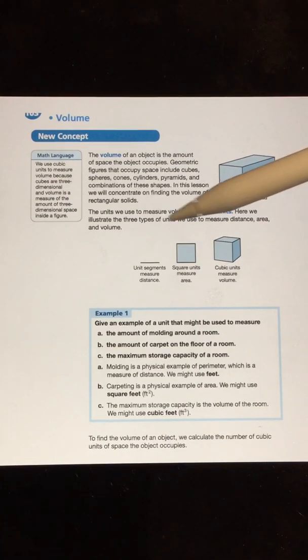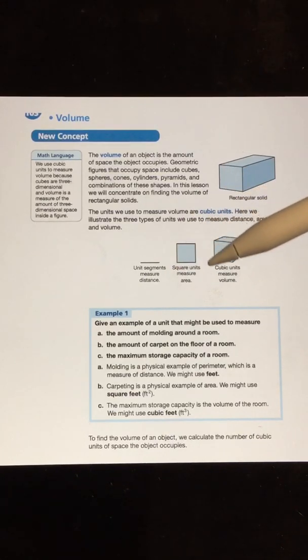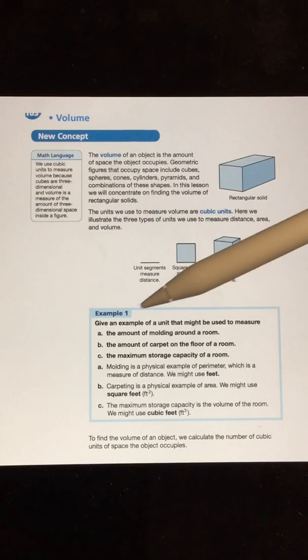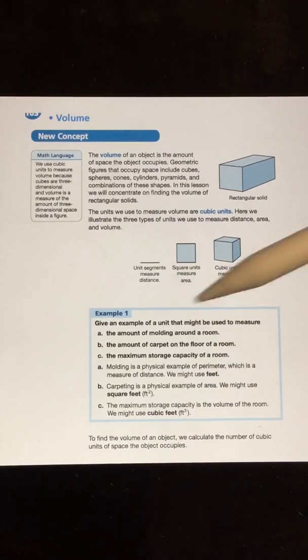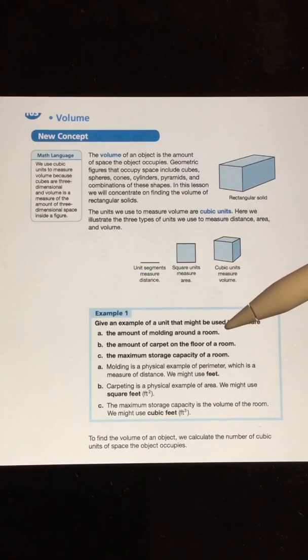So here we go. Unit segments measure distance. Square units measure area. And cubic units measure volume. When we talk about volume, we're talking about three-dimensional shapes. Give an example of a unit that might be used to measure the amount of molding around a room. Well, around the perimeter of the room. So we're looking at perimeter for that one, which we might measure in feet, right?